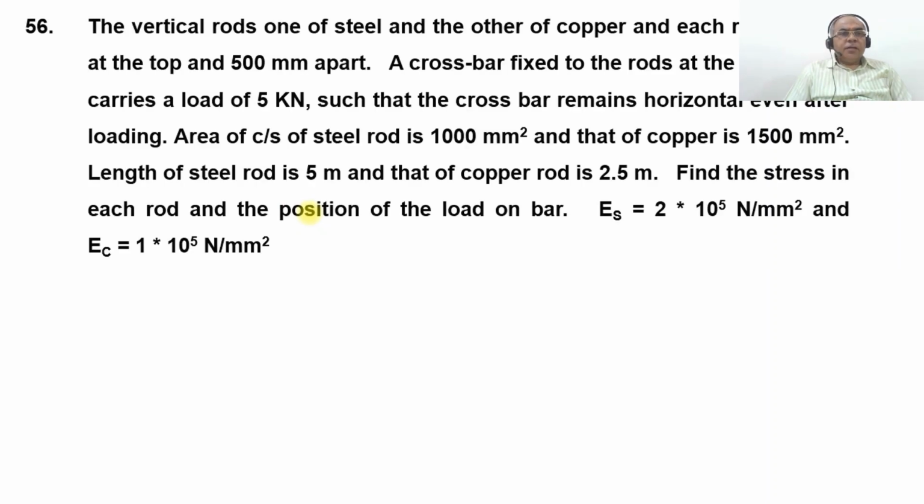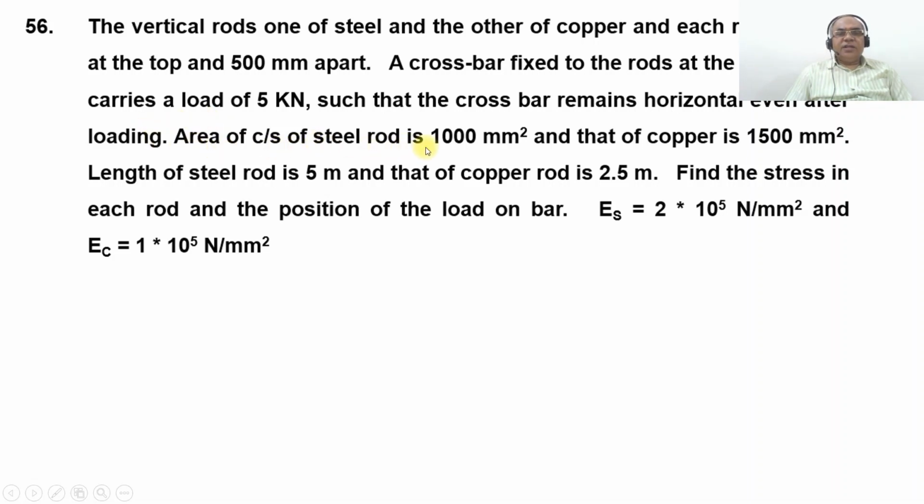Now, in this video, we are going to take up one more problem on composite bar. The problem states: two vertical rods, one of steel and the other of copper, each rigidly fixed at the top and 500 mm apart. A crossbar fixed to the rods at the lower ends carries a load of 5 kN, such that the crossbar remains horizontal even after loading.